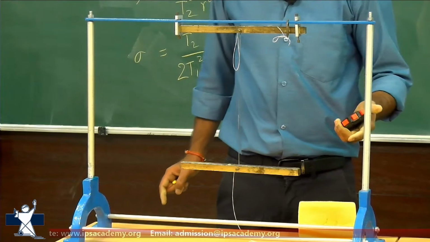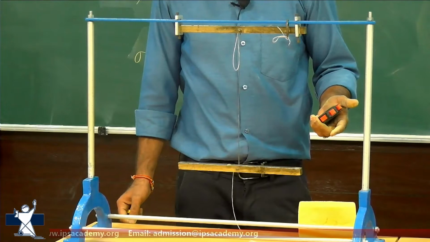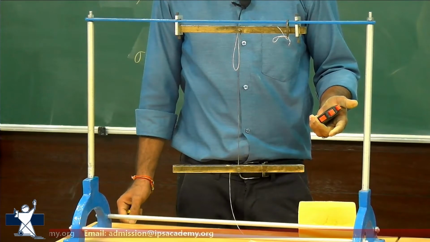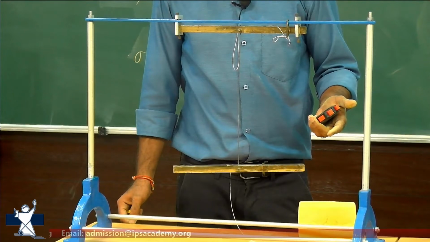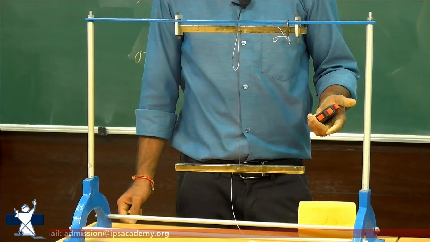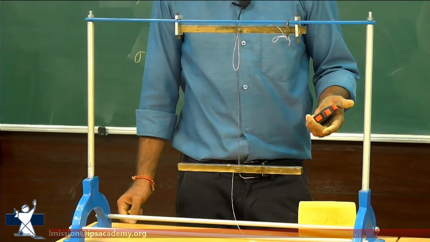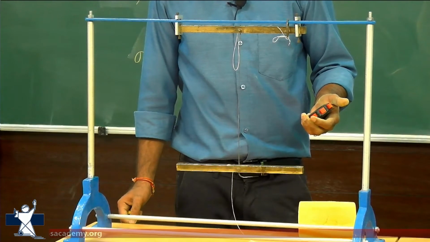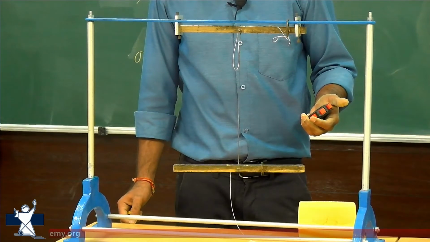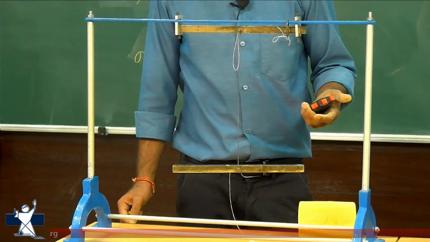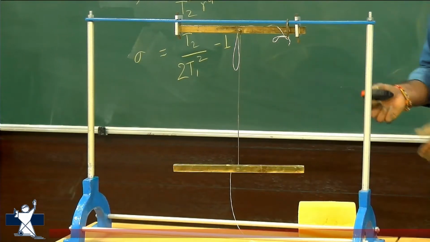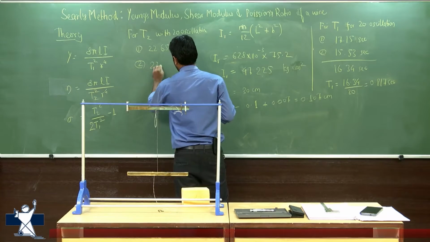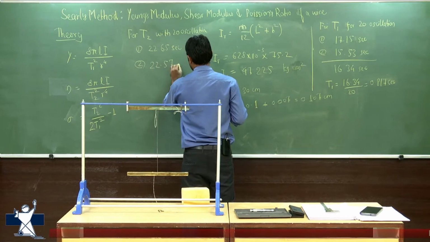1, 2, 3, 4, 5, 6, 7, 8, 9, 10, 11, 12, 13, 14, 15, 16, 17, 18, 19, 20. So again, this time our measurement was pretty close. So the reading is 22.57 seconds.